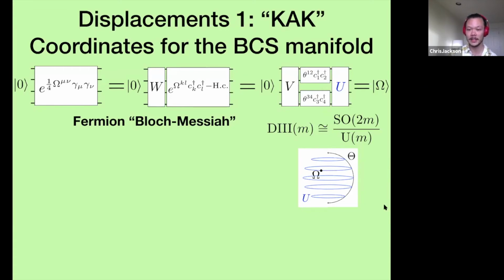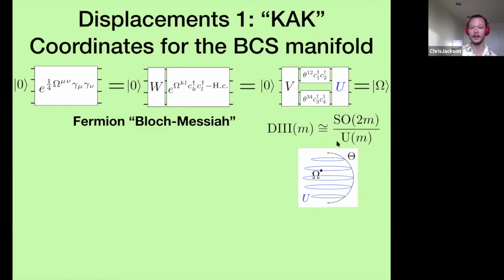So this is literally a sphere, but hopefully you can imagine that it abstracts according to the structure one enjoys with this kind of decomposition. So in general, these kinds of decompositions are called KAK for lack of creativity. K just represents, in this case, the number preserving subgroup of all Bogoliubov transformations.